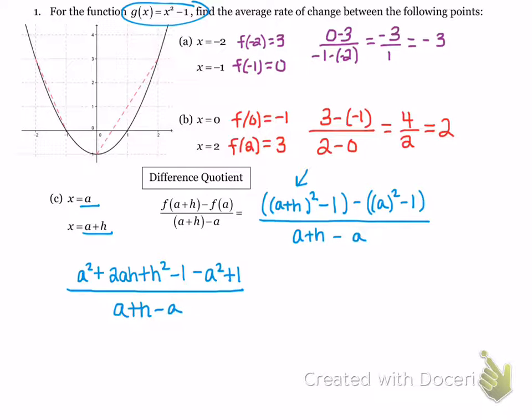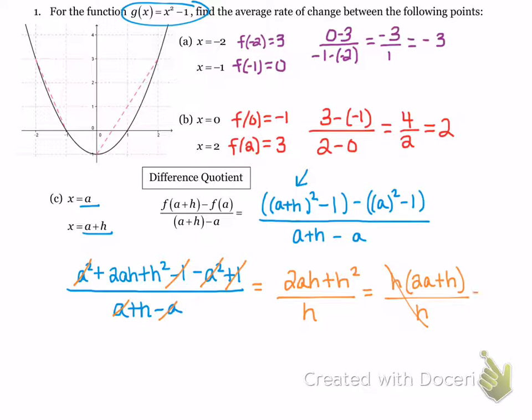Okay, well now we can start simplifying some things. On the denominator, the a's subtract out. On the numerator, the a squareds do, and then the 1's do. So I'm left with 2ah plus h squared over h. And when I get this, I can factor out, they all have an h in common, so I can factor that out of the numerator. And now I can cross it off on the denominator. And my final answer is 2a plus h.